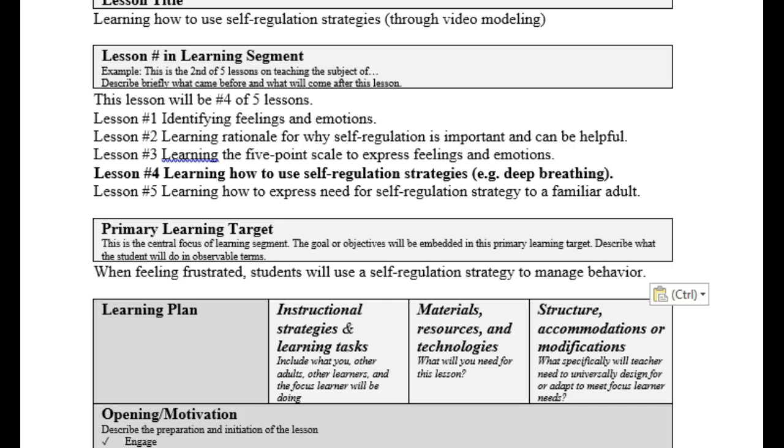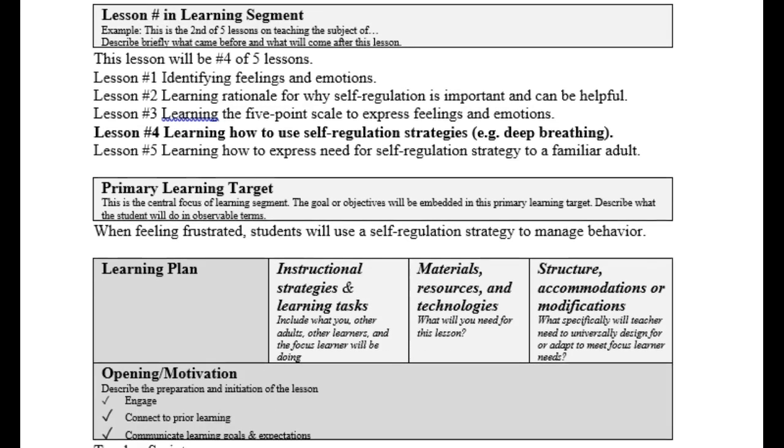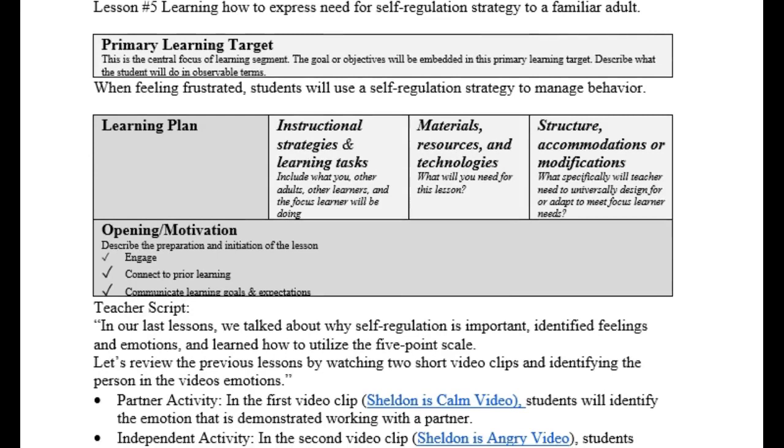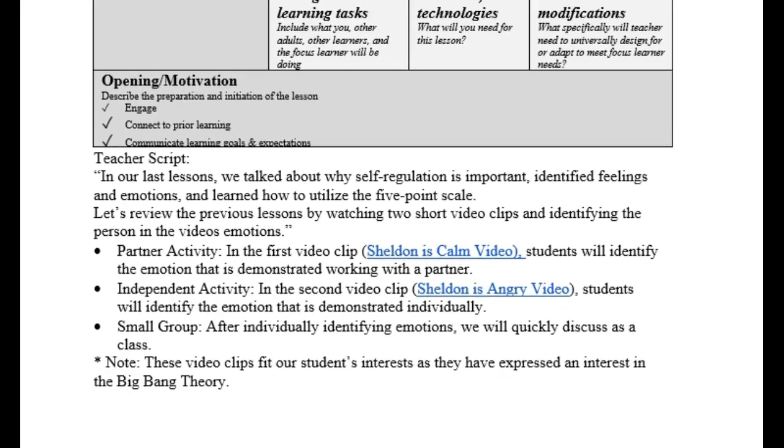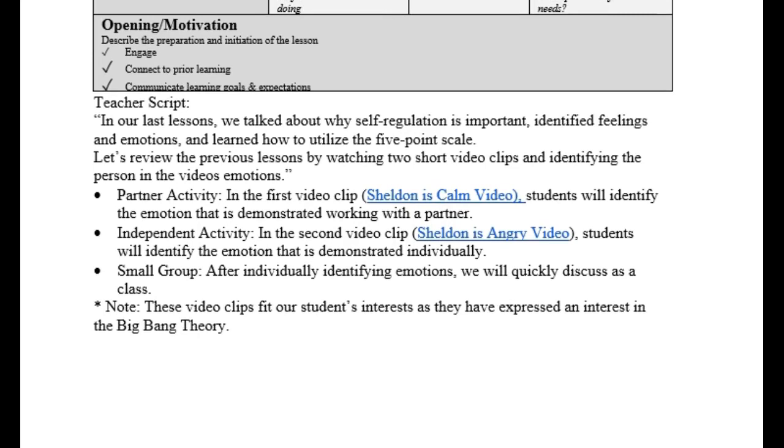The primary learning target for this lesson is when feeling frustrated, students will use a self-regulation strategy to manage behaviors. So let's talk about the actual lesson. So your opening, you want to engage the students, connect to prior learning, and communicate the learning goals and expectations. This student's plan provides a teacher script.